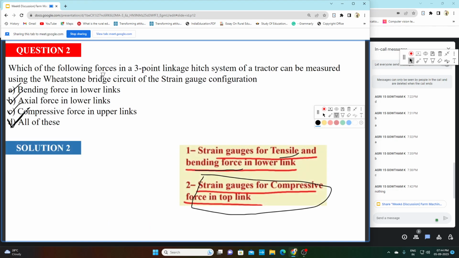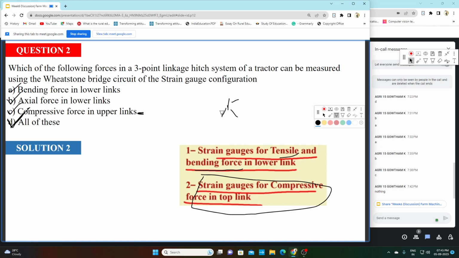The second question is, which of the following forces in a 3-point linkage system of a tractor can be measured by a Wheatstone bridge circuit of the strain gauge? So you know, for a 3-point linkage system, we have 2 lower links and 1 top link. For this top link, what are we measuring? We are measuring compressive force. Okay, so this is C.